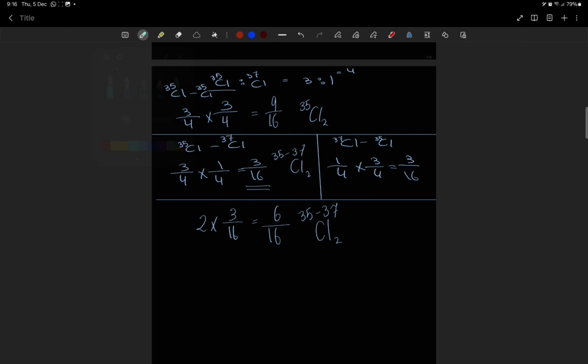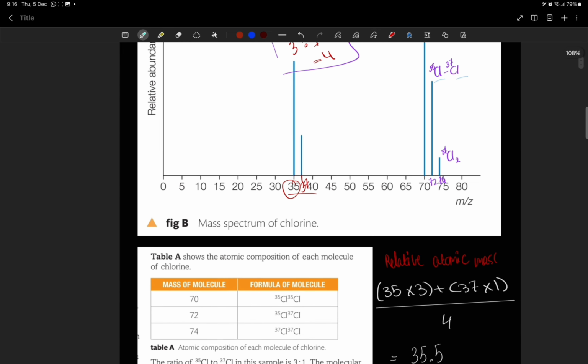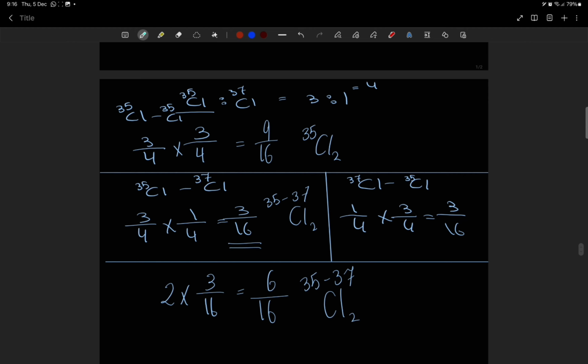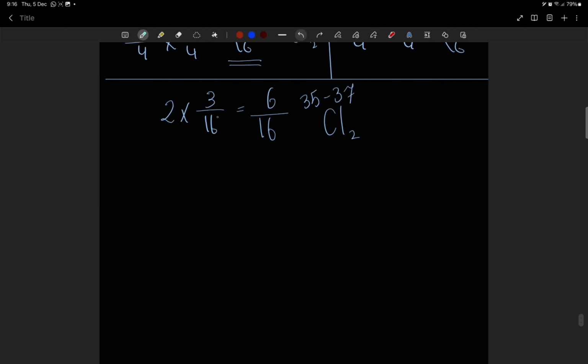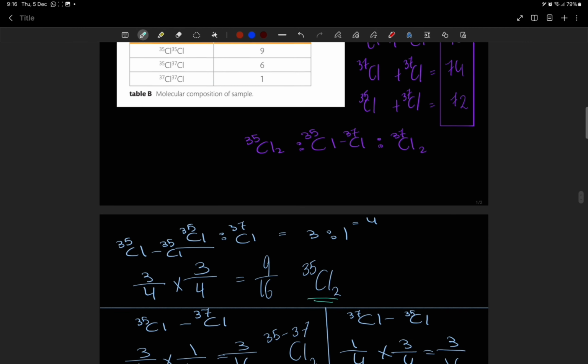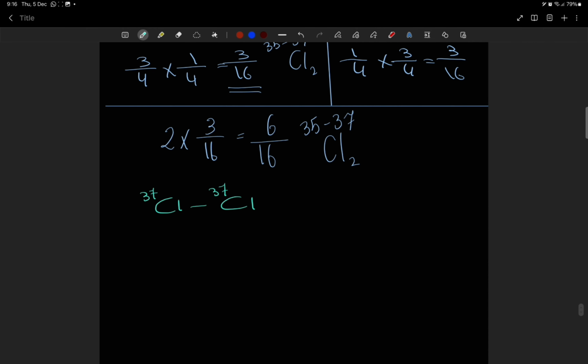My last peak right here is 37 and 37, which is simple. It's like the first one that we did for the 35. You find the chances of getting one chlorine-37 and one chlorine-37. The chance of me finding a chlorine-37 atom in a chlorine atom sample is 1 out of 4. So you multiply 1 out of 4 by 1 out of 4, which is 1 over 16.